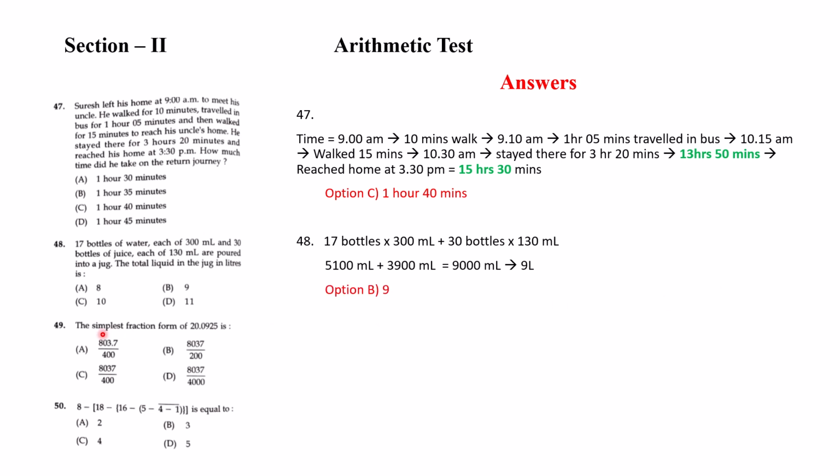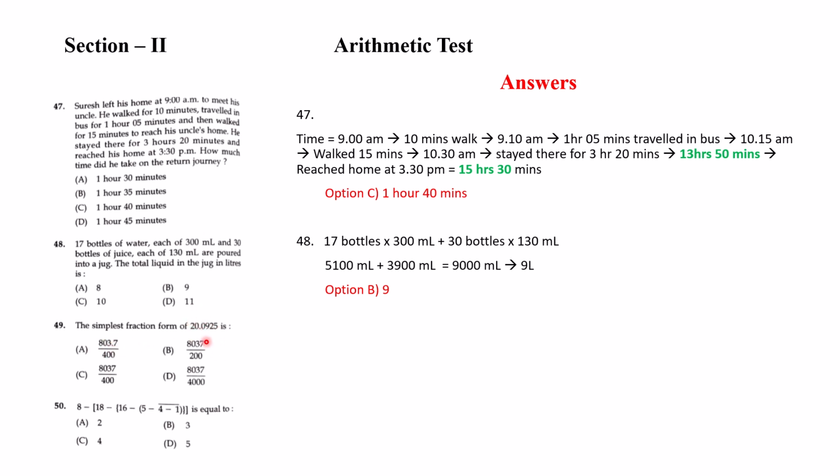Coming to next question, that is question number 49, which says the simplest fraction form of 20.0925 is how much? Again, this is a very simple question here. Now, if I pick one by one option and try to divide them by the denominator, if I just round figure 803.7 to 800, 800 divided by 400 would be 2, which is not even close to this answer. Therefore, option A cannot be the right answer.